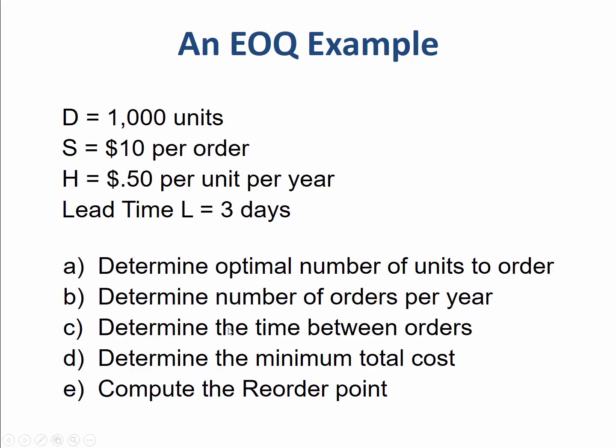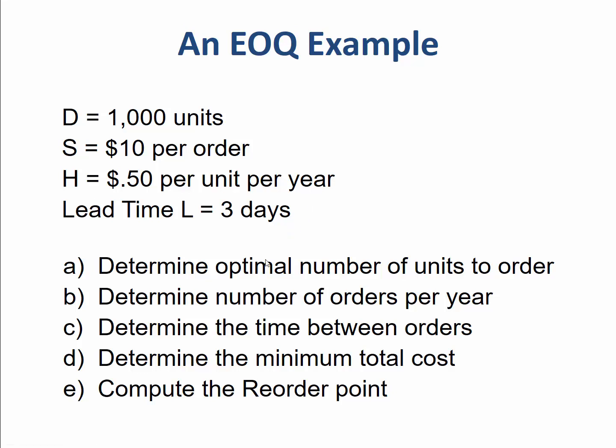Let's use that on an example. So let's imagine I have this scenario where demand is 1,000 units. The cost per order is $10. That's the setup cost. The holding costs are 50 cents per unit per year. Now, on top of that, I have a lead time of 3 days. So it takes me 3 days to receive my new inventory when I reorder it.